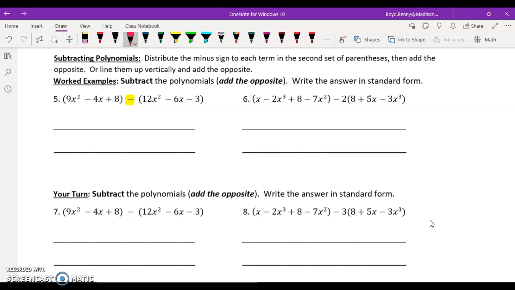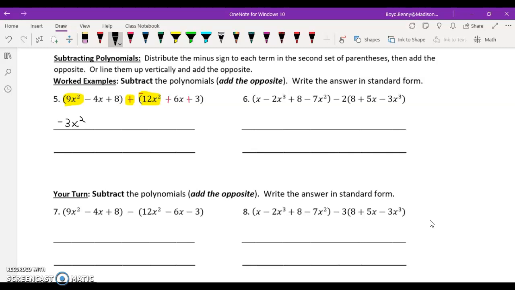When I add the opposite, I'm going to change this minus sign to a plus sign. I'm going to change the positive 12 to a negative 12, the minus 6 or the negative 6 to a plus 6, and the minus 3 to a plus 3. And then again, I'm going to combine my like terms. So I've got a 9x squared plus a negative 12x squared. That's going to give me a negative 3x squared.